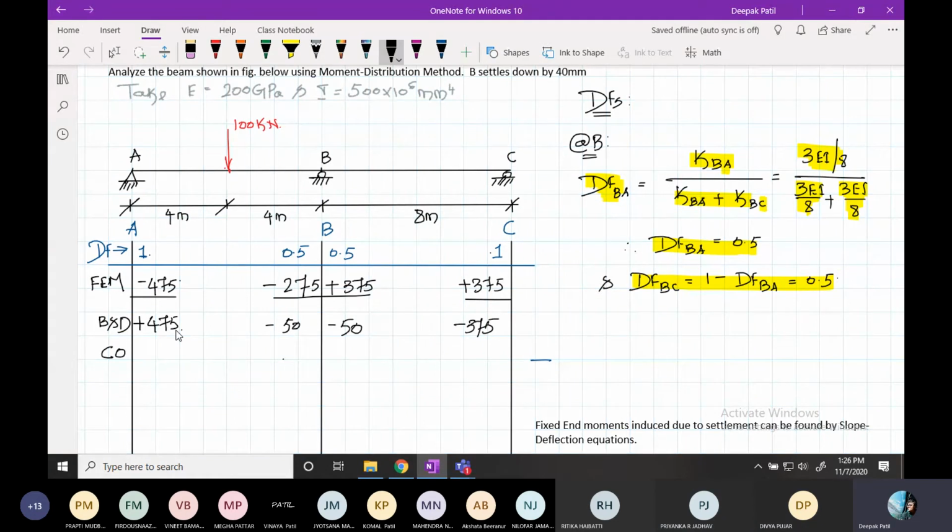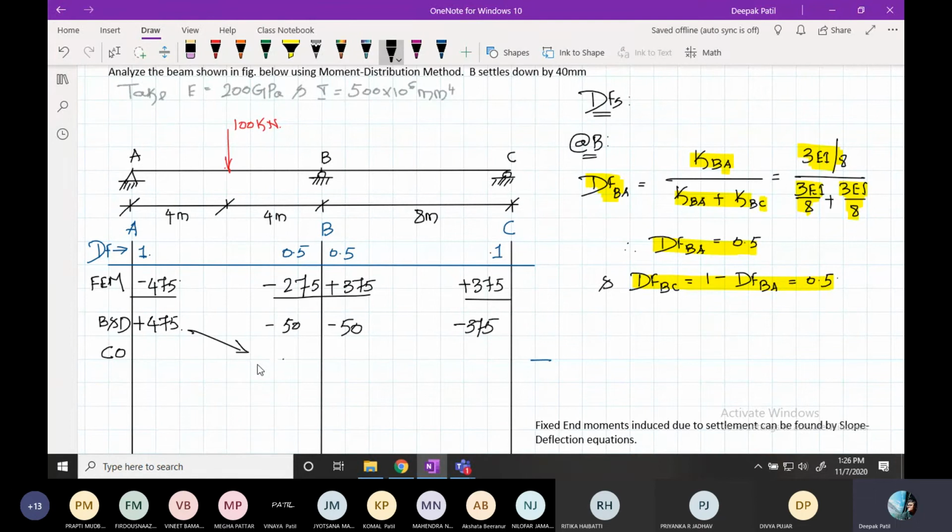Why? Because from A to B you can carry over, because B is a roller support and it is an intermediate support. Please keep that in mind. B is not an end support. B is an intermediate support. So to an intermediate support, you can carry over. So you can carry over from A to B.